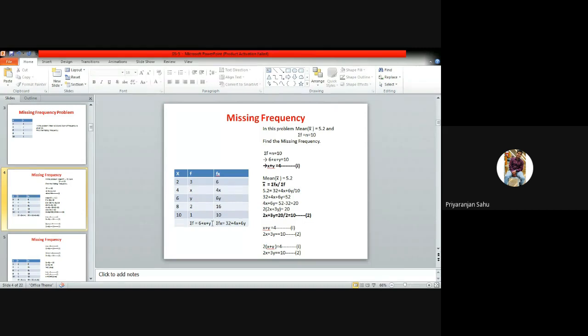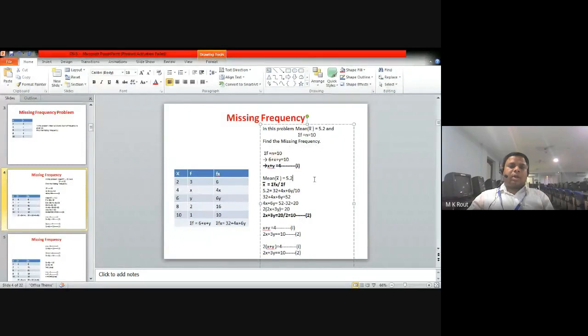Then in the next step, the summation of frequency is given as 10. We have already got the summation as 6 plus x plus y equals 10. If you simplify this, you get equation 1, x plus y equals 4. Is it clear? Yes, sir. Then in the third step, the mean is given as 5.2. As per the formula of mean, x bar equals summation of fx divided by summation of f. So 5.2 equals 32 plus 4x plus 6y divided by the summation of frequency, already given as 10. If you simplify this, you get 2x plus 3y equals 10.